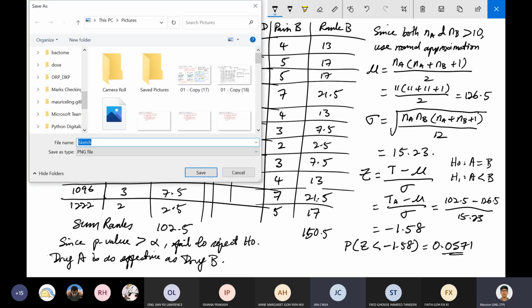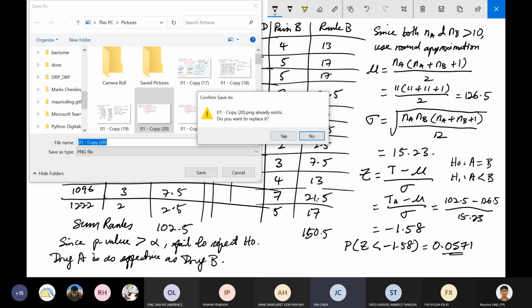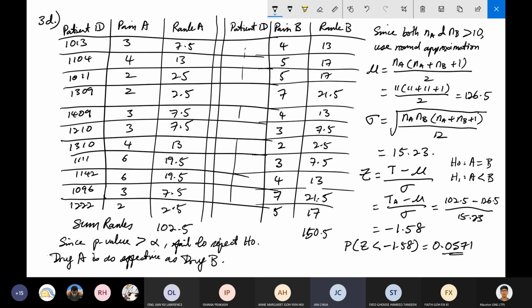Wait, can I ask, how do you get 102.5? Because I don't know why my sum rank is 38. How can it be 38? How do you calculate 102.5, from this whole series of numbers? Okay, how do you get 38? 19.5 plus 19.5 is almost 40 already. 19.5 and 19.5 is 39 already. How do you get 30 something?